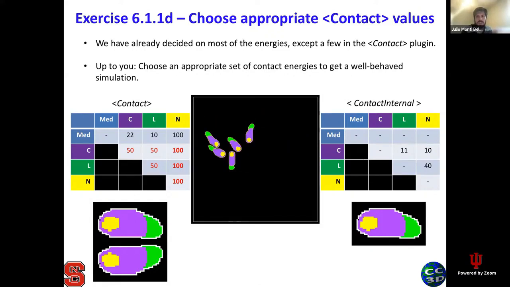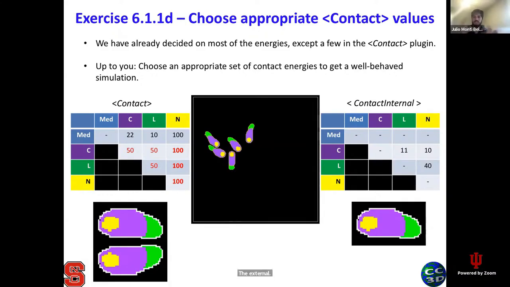Yes, Ramon, someone is asking, and it's a very appropriate question. The difference between contact and contact internal is that contact internal only considers the cells that have the same cluster ID, right? So you want the nuclei to stay inside the cytoplasm of yours if they belong to the same cluster, but you want your nuclei to abhor everything else. So you have a low value of nuclei and cytoplasm in the contact internal, but you have a high value of nuclei and everything else in the external or contact energy.